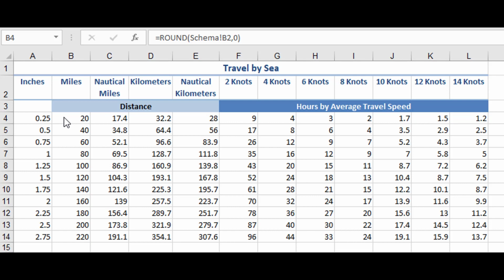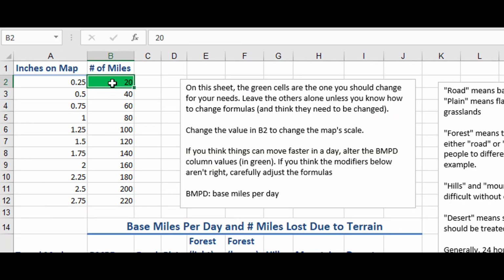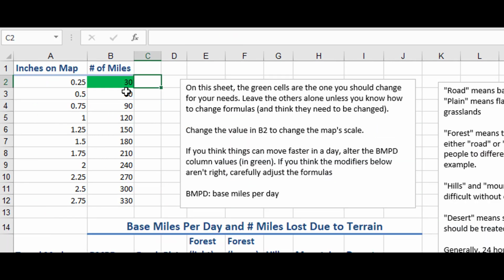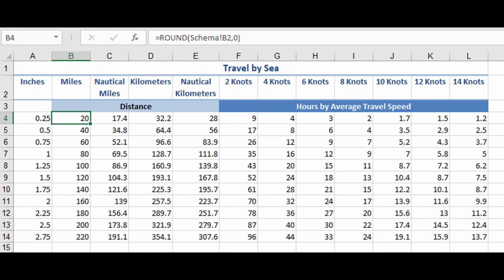And to prove that to you, go ahead and take a look at some of the numbers on here. Memorize them real quick. Don't blink. I'm going to switch to the schema sheet, change that to 30, come back, and boom, all the numbers just changed. Not just this column, but all the nautical miles, kilometers, everything else. It all just changed. I'm going to go back and switch that back just to do so. All right, so let's look at this again.